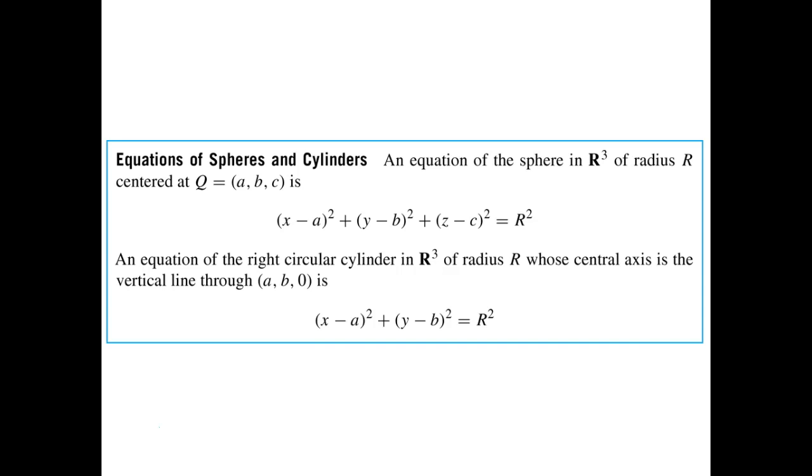I wish they'd do something else, but a little r would do just as well, it seemed to me. Centered at some point Q, A, B, C, an ordered triplet, a single point in three space. Then this would be, like I just said, and I'm not doing the square root form here, this is the square form: X minus A squared plus Y minus B squared plus Z minus C squared is equal to R squared. That would give you your equation of the sphere.